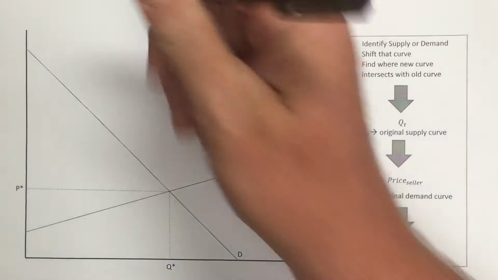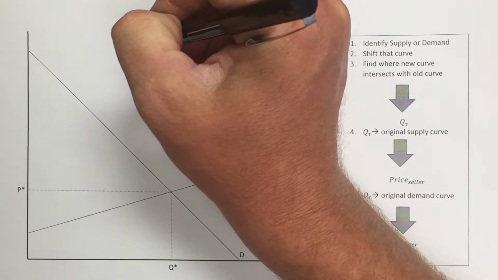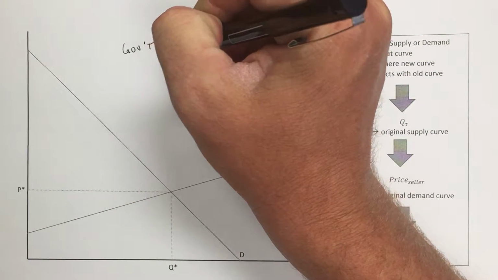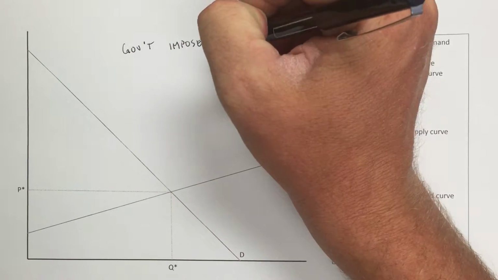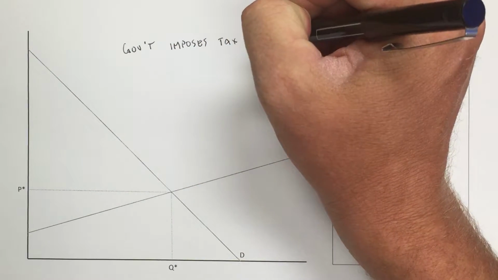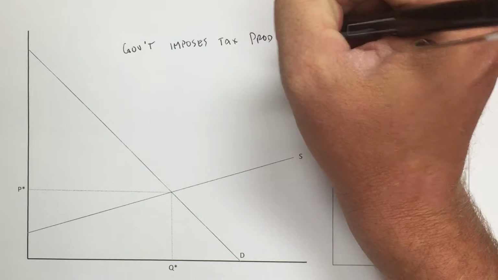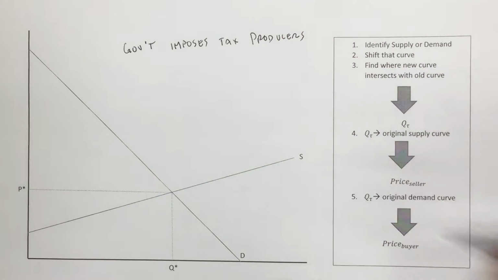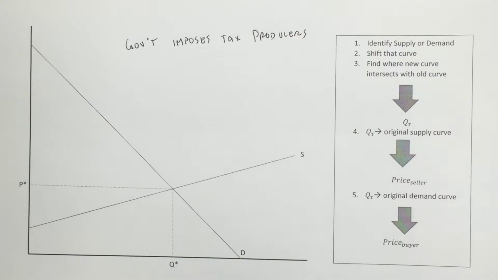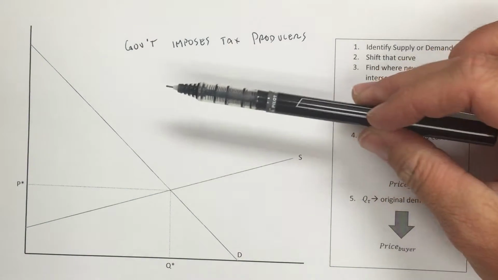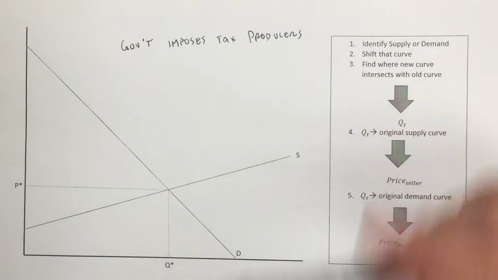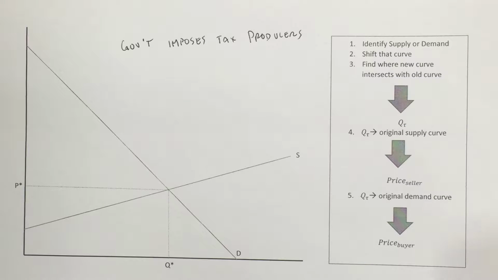So we want to know what happens when government imposes a tax on producers. Meaning that for every good that the producer produces, they're going to have to pay a tax on that. So we have our original equilibrium, price and quantity, where everything is good. And now we're going to distort that by imposing a tax.